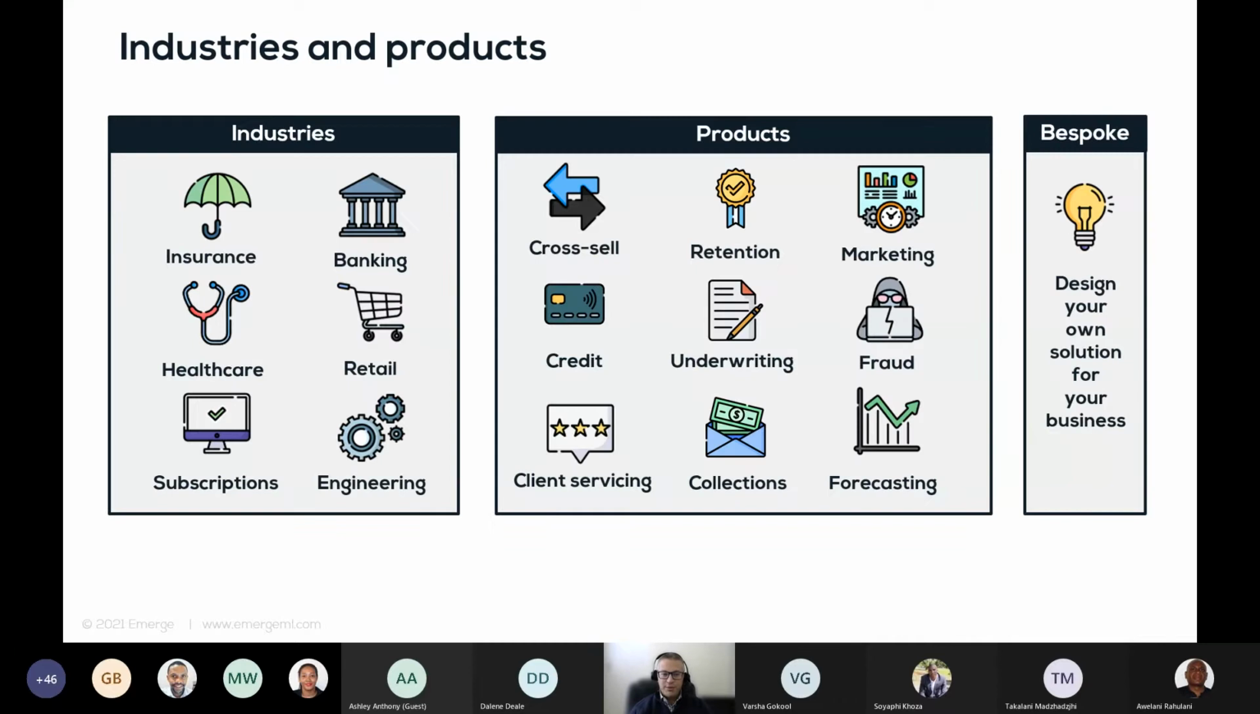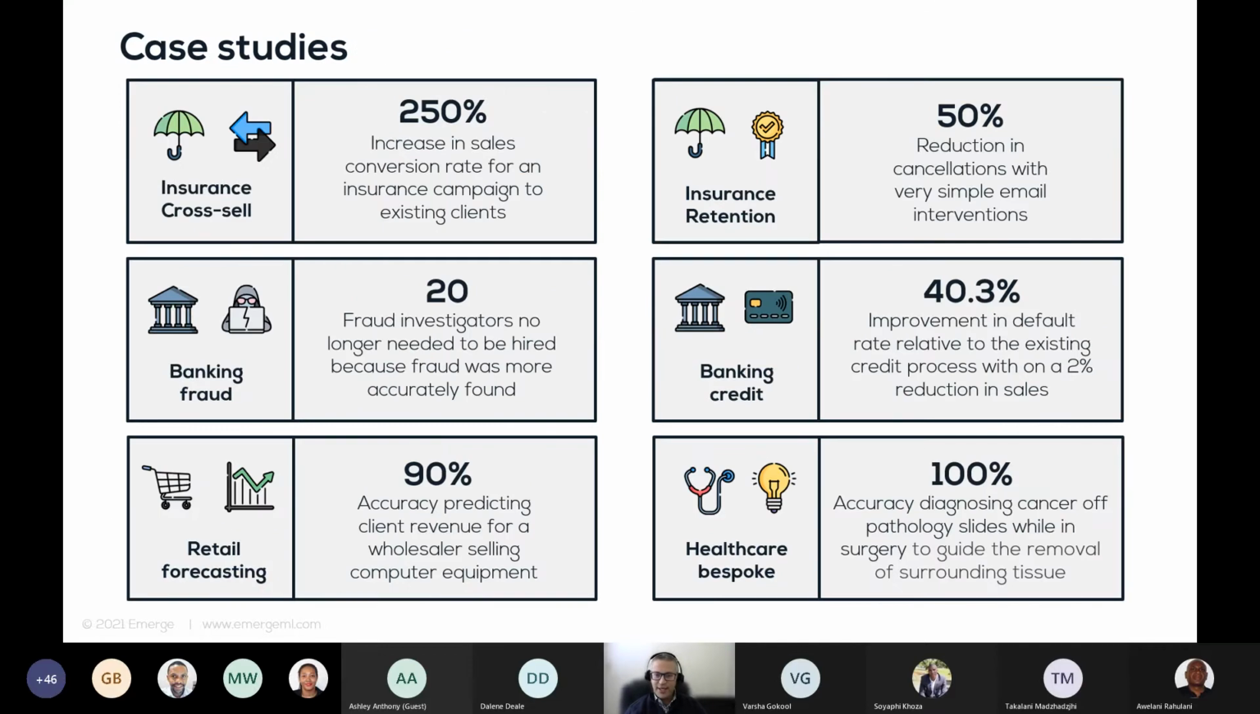We've done work in multiple industries. Today we'll focus on obviously the financial services industry, and we've got a bunch of products that we've developed in customer management and risk management. But we do also occasionally work on bespoke solutions with our customers. A couple of case studies I'm going to share with you before I jump into the fraud example.